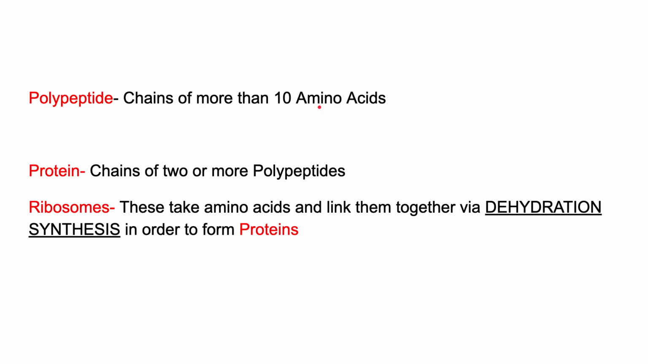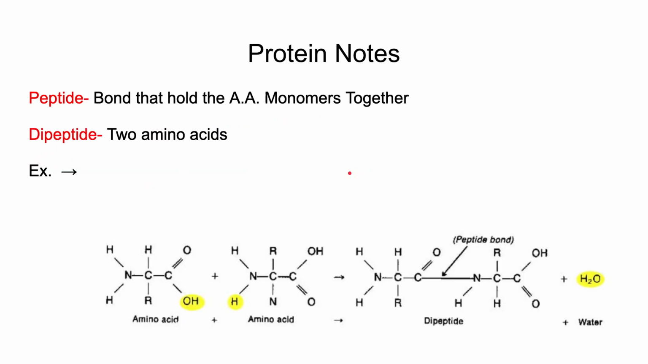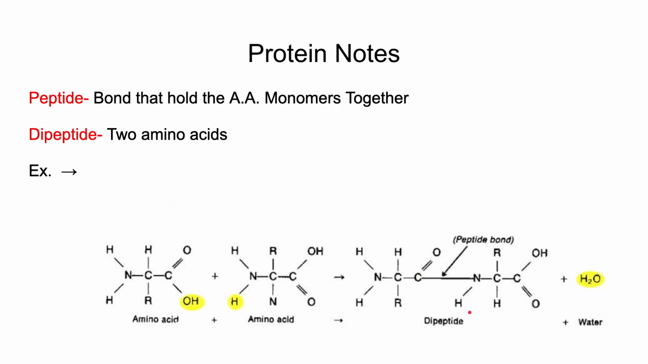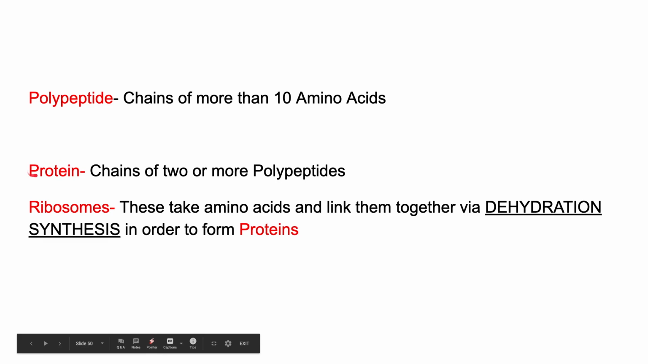You do not have a protein yet. If you want to have a protein, you have to have more than one chain of polypeptides. So you can have as long of a chain of polypeptides as you want, but that's not a protein. It's only when you have multiple chains interacting with each other that you end up actually having a protein. Proteins are very complicated molecules.